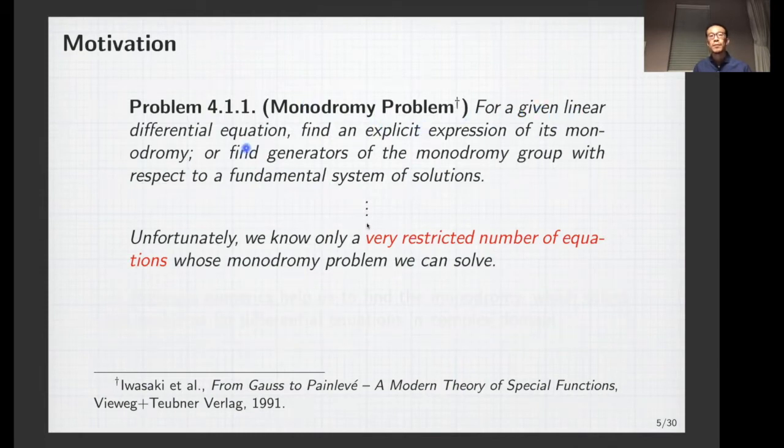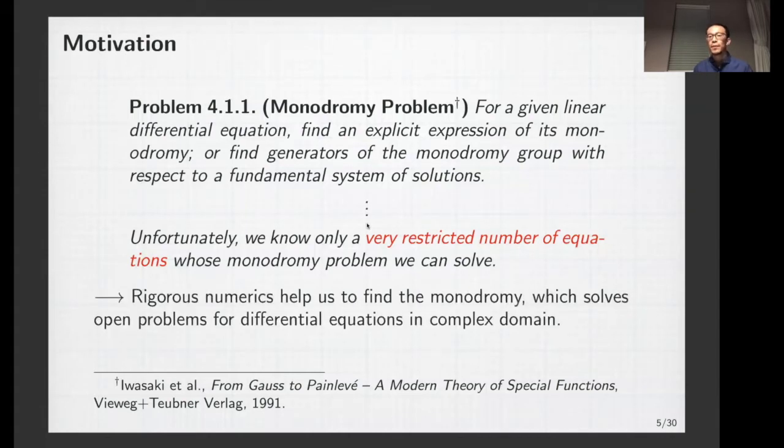For a given linear differential equation, find an expression of the monodromy, or find generators of the monodromy group, with respect to the fundamental system of solutions. This is the monodromy problem. On the other hand, there are few problems whose monodromy is explicitly given. A very restricted number of equations have been solved, only by using some analytical way. So we believe that rigorous numerics helps to find the monodromy for differential equations in the complex domain. This is our main motivation.